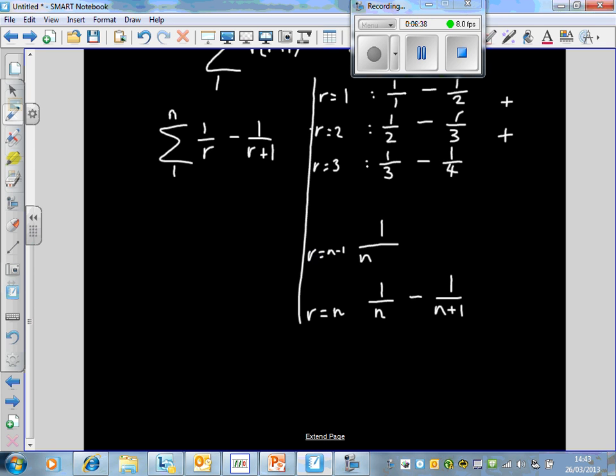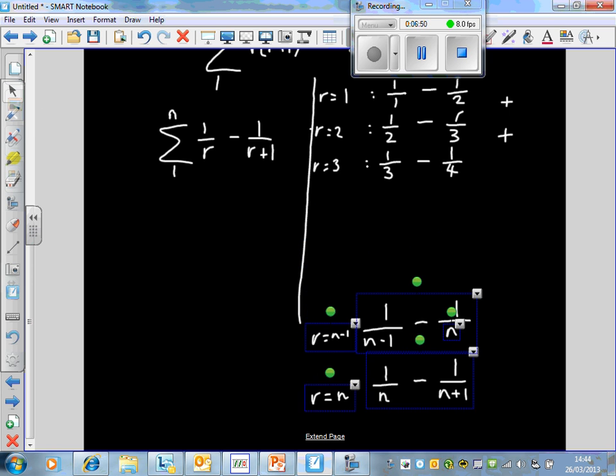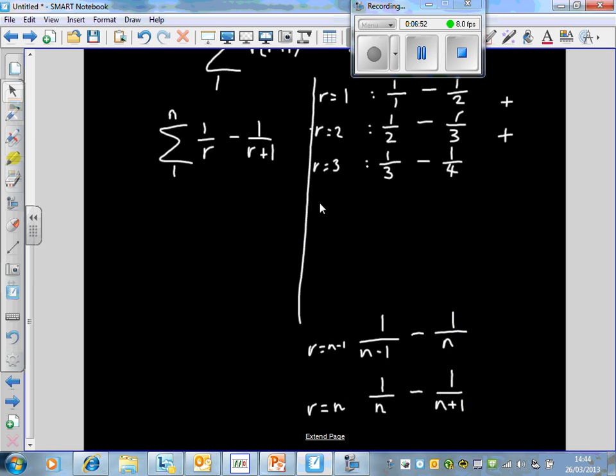This will be 1 over n minus 1 minus 1 over what? If r is n minus 1, what's this second fraction? N. Good. Just for the sake of symmetry, I've worked out the first 3, let's work out the last 3. R is n minus 2, we get 1 over n minus 2 minus 1 over what? N minus 1.